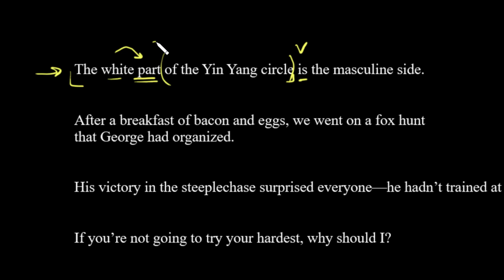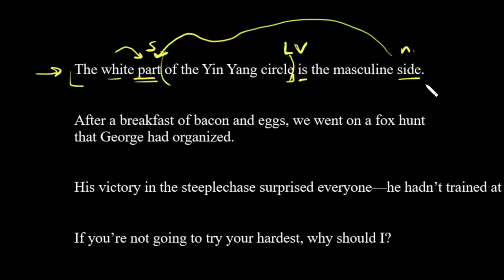So this is our subject then, and we have a verb over here, and it's a linking verb. So a linking verb is usually followed by what's called a subject complement, a noun or an adjective that describes the subject. So here we have a noun, side, and it just describes our subject over here. The part is the side.